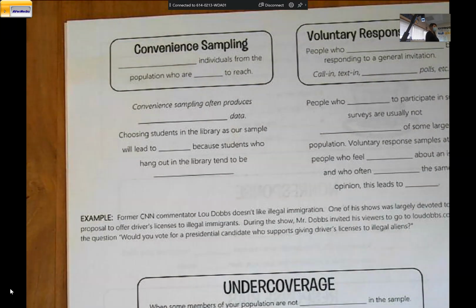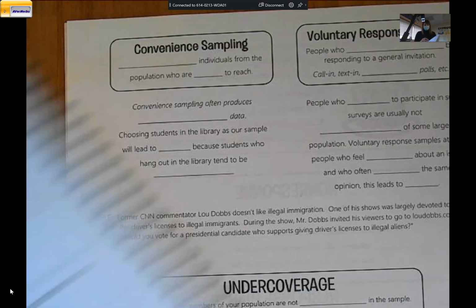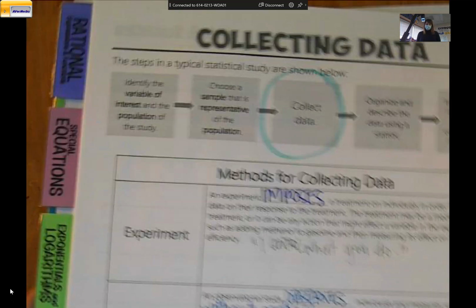So we talked about the difference between a population and a sample. I feel like we did more than that, did we? Probably not. Oh, and the different types of collecting methods.